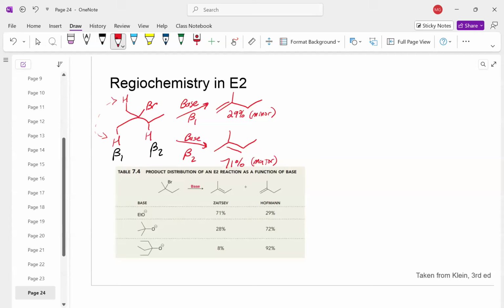Now, when a reaction preferentially reacts to form a particular constitutional isomer, or in this case, the reaction prefers to go after a specific region, in this case, beta 2 over beta 1, that is called regiochemistry. That prefix regio basically means that a reaction prefers to react with a certain region of the substrate over another.